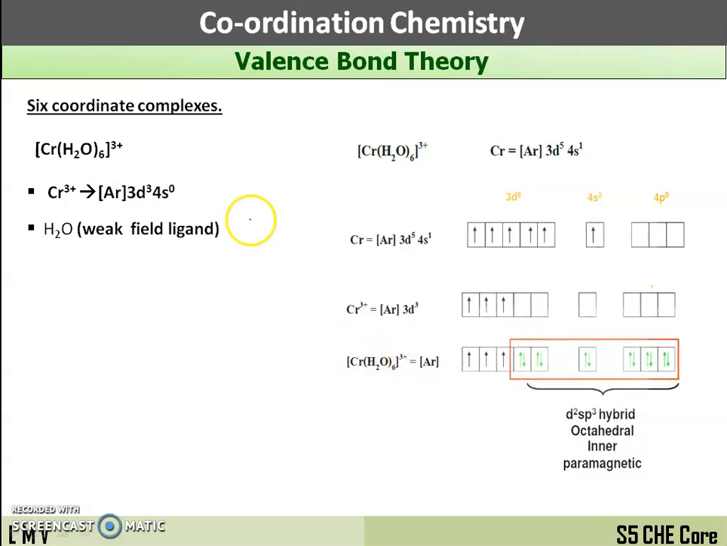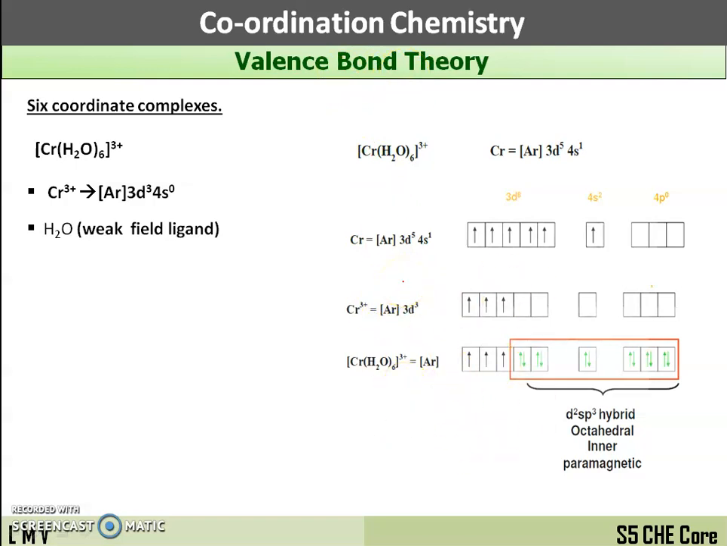1, 2, 3, 4, 5, 6. Because it is a six coordinate complex, 6 ligands are approaching with 6 pairs, that is 12 electrons. These are all electrons donated by the ligands to the central metal. Through this overlapping of orbitals, the complex is formed. So this is the nature of bonding seen in Cr(H2O)6 3+ according to valence bond theory.